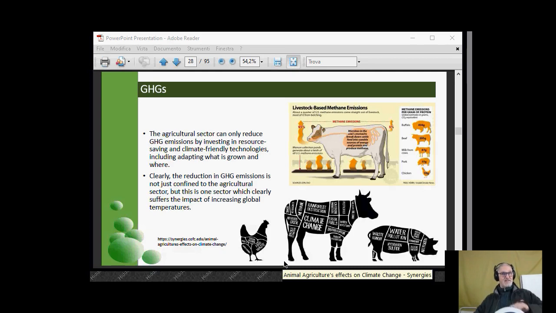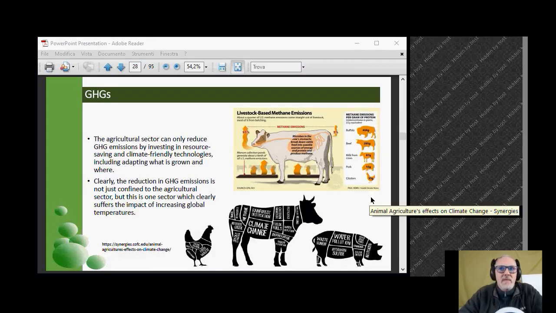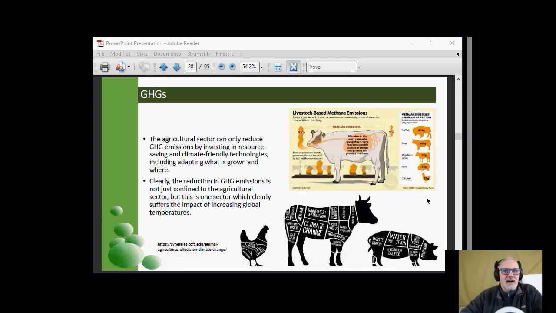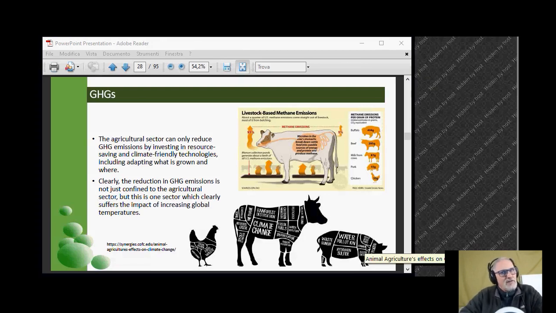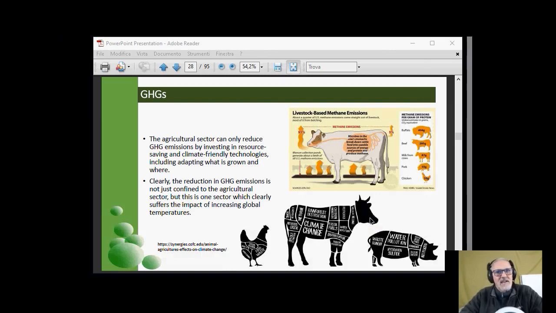As far as greenhouse gases are concerned, this is a rather curious diagram here that shows how much greenhouse gas is produced, and that's CO2 or methane, per gram of protein. So if you're talking about a chicken, you will produce 35 grams of greenhouse gas.